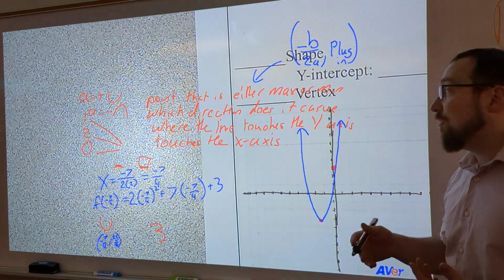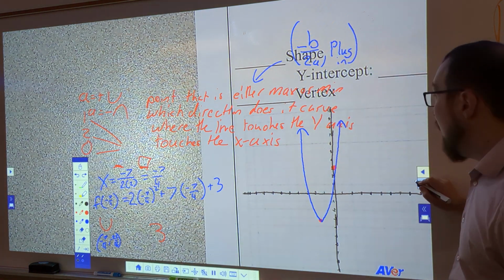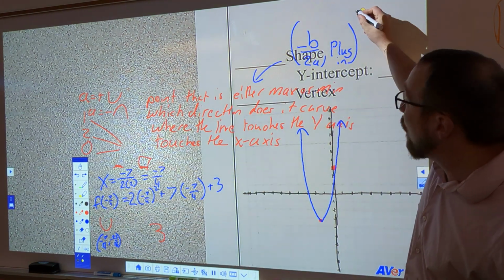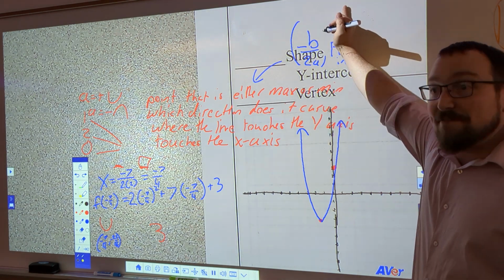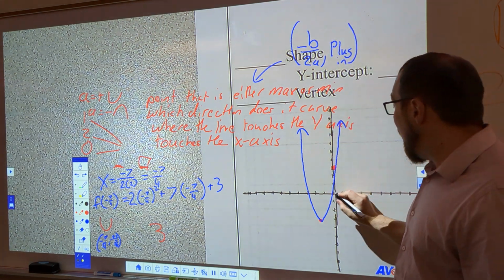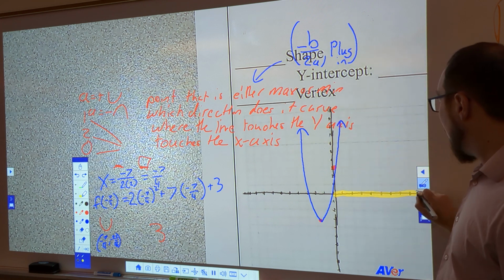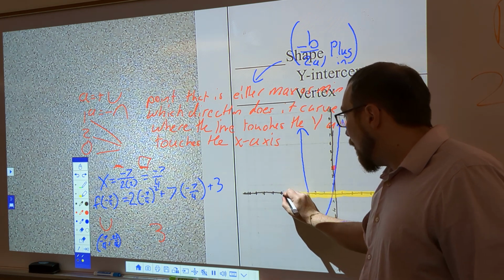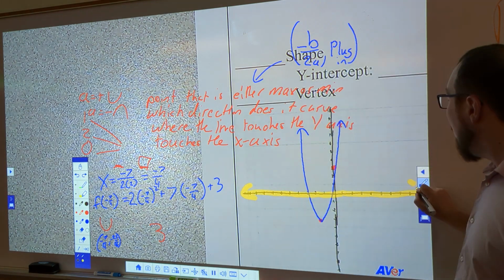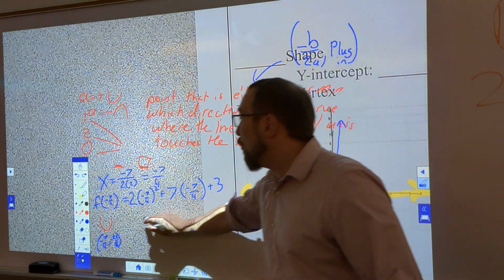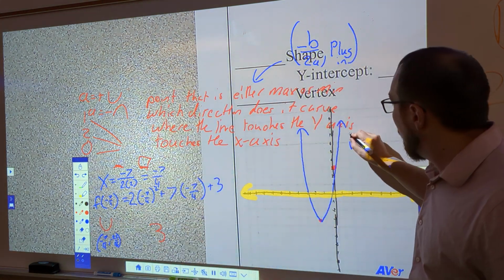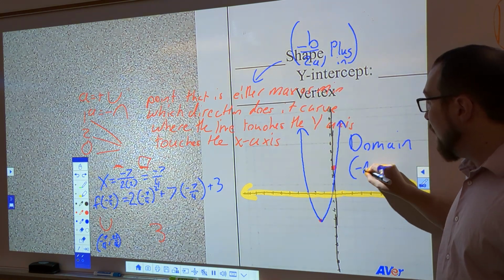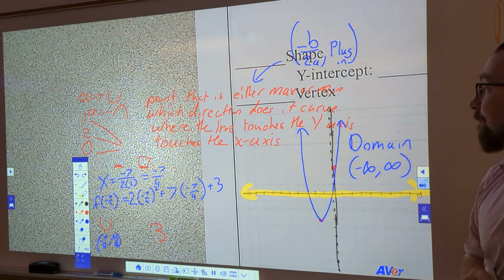Domain is the list of all the x values that work. Now, because of the arrows here, we know that this is going to keep going on forever. It's going to go up faster than it goes this way, but it is eventually going to hit all these x values. We see we get to all these x values. And on the other side, we're also going to hit all these x values. All the x values are eventually going to get hit. So our domain, in this case, is going to be from negative infinity all the way to positive infinity.